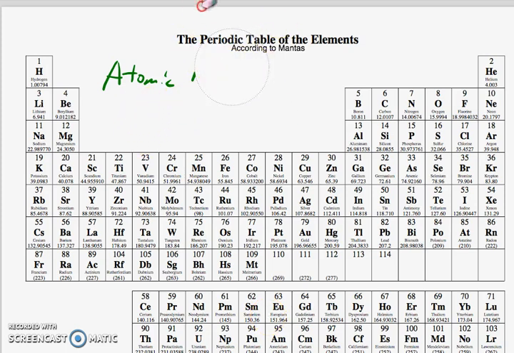Okay, so I'm having issues here. Somebody help. I need Cooper back in here. Oh, is it on eraser? Somebody help. Okay, so atomic radius.